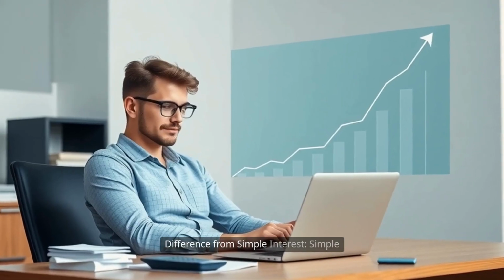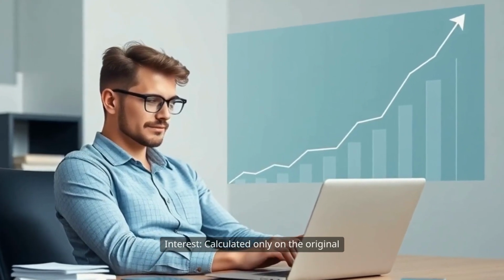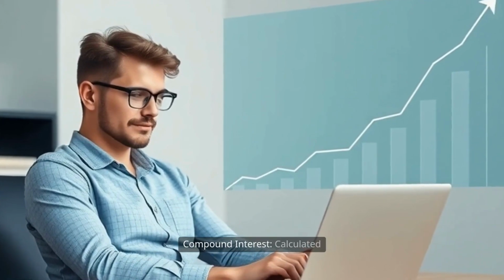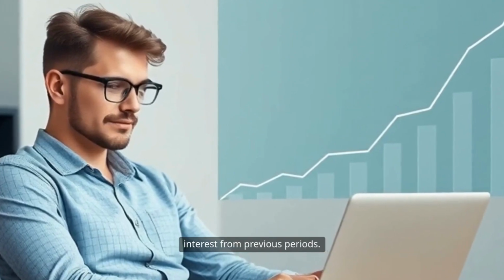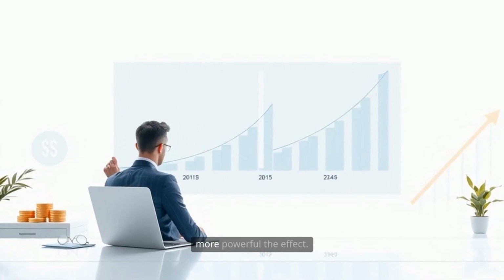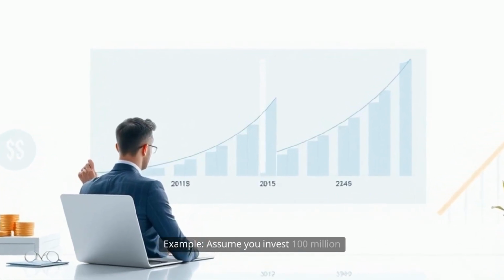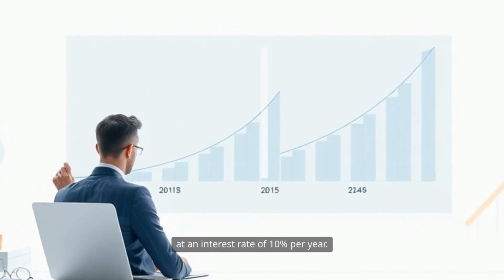Difference from simple interest. Simple interest is calculated only on the original principal for the entire investment period. Compound interest is calculated on the principal plus the accumulated interest from previous periods. The longer the period, the more powerful the effect. Example. Assume you invest $100 million at an interest rate of 10% per year.